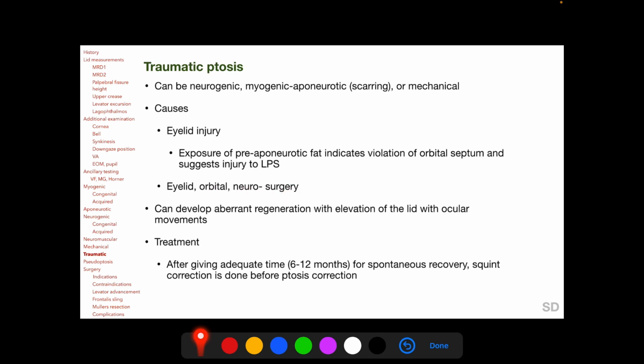Following traumatic ptosis, aberrant regeneration can develop with elevation of the ptotic eyelid along with ocular movements. Following traumatic ptosis, adequate time, usually 6 to 12 months, should be given for spontaneous recovery, and ptosis correction should be done only after correction of any coexistent squint, as discussed previously.